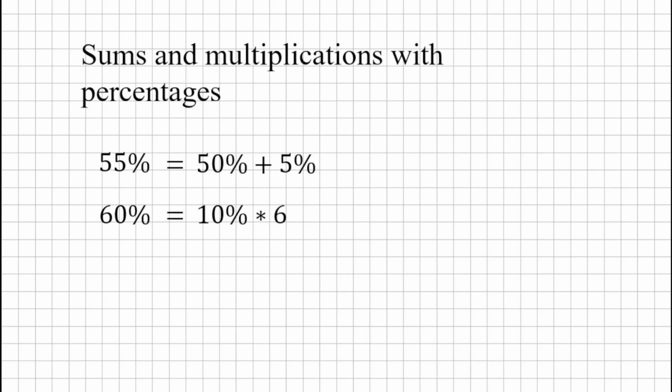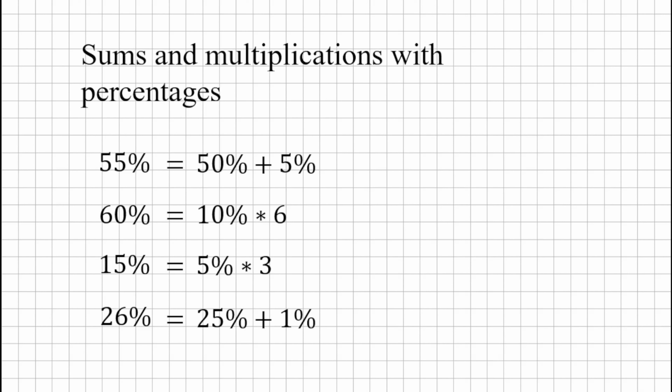The next trick when working with percentages is to break the percentage into two simpler parts using addition or multiplication. For example, 55% might seem difficult to calculate mentally, but if we split it into 50% and 5%, we just need to add both results. 60% is simply 10% multiplied by 6. 15% might look tricky, but we just need to calculate 5% and multiply it by 3. 26% is the same as 25% plus 1%.